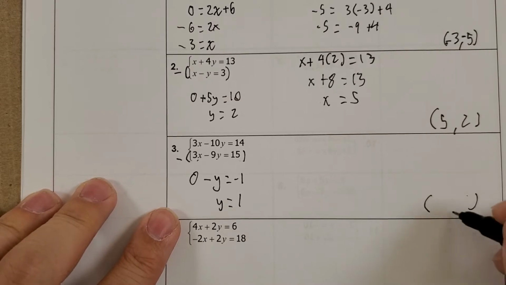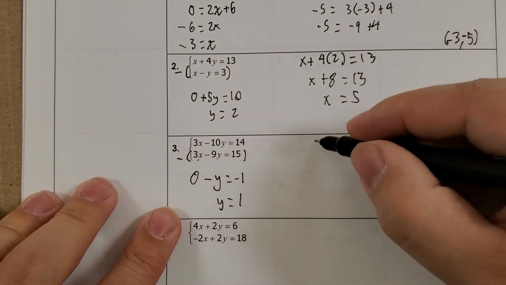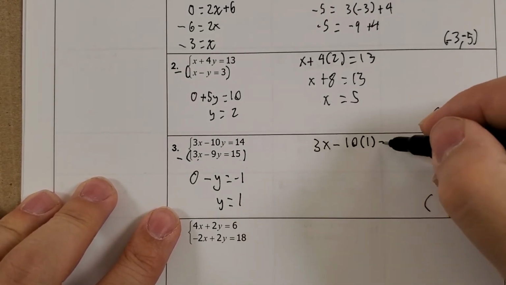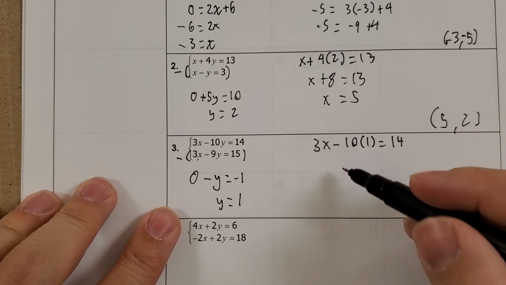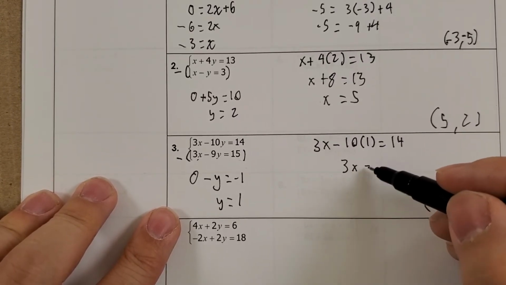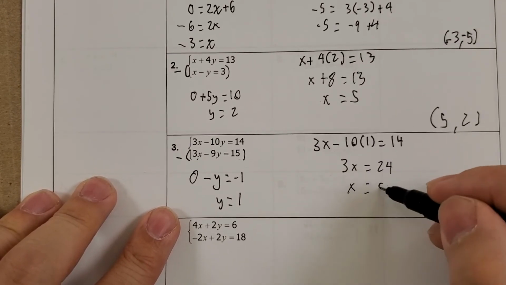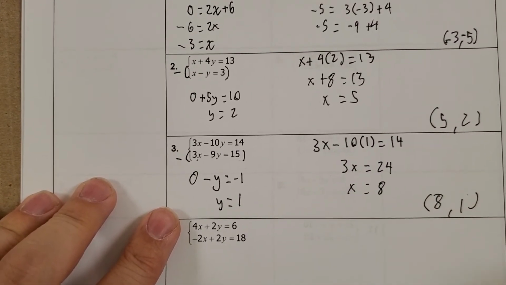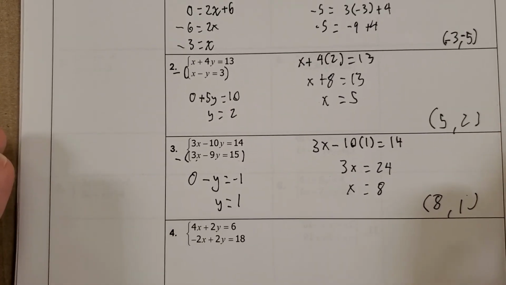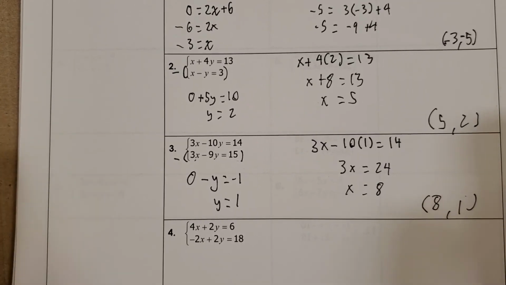Again, put that over here. Then take that 1, plug it back into the top one here. 3x minus 10 times 1 equals 14. So then we get 3x equals 24 as we add 10 to both sides, so x equals 8. 8 and 1. Okay, and that is how we solve algebraically for systems of linear equations using the elimination method.